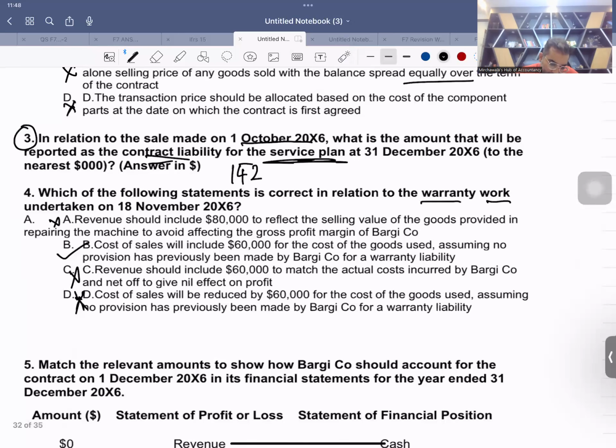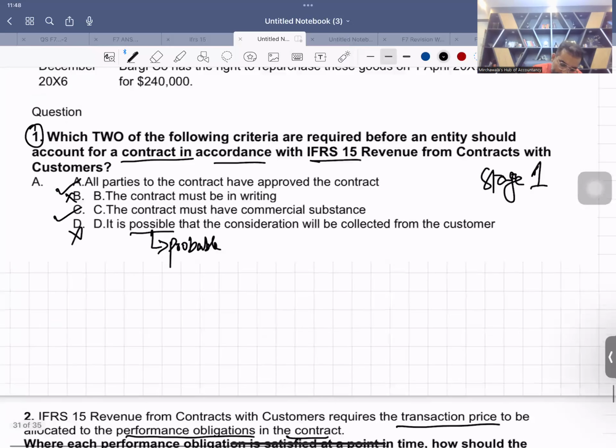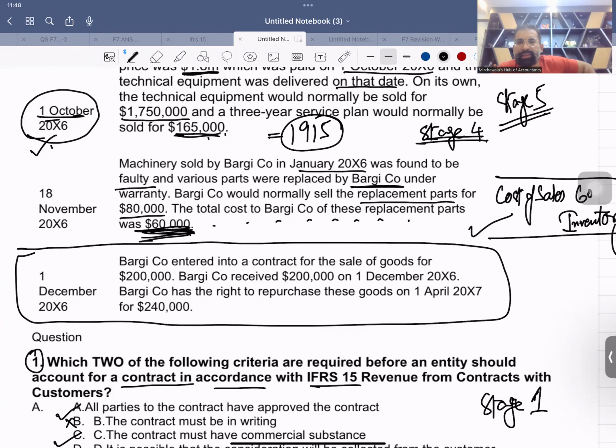Now the last thing, see this: this is a sale and buyback contract. Remember, in the class we have done this, that there are some transactions which look like a sale, but in reality they are a loan. Substance over form concept, legality versus reality. Now see the date, 1st December X6.